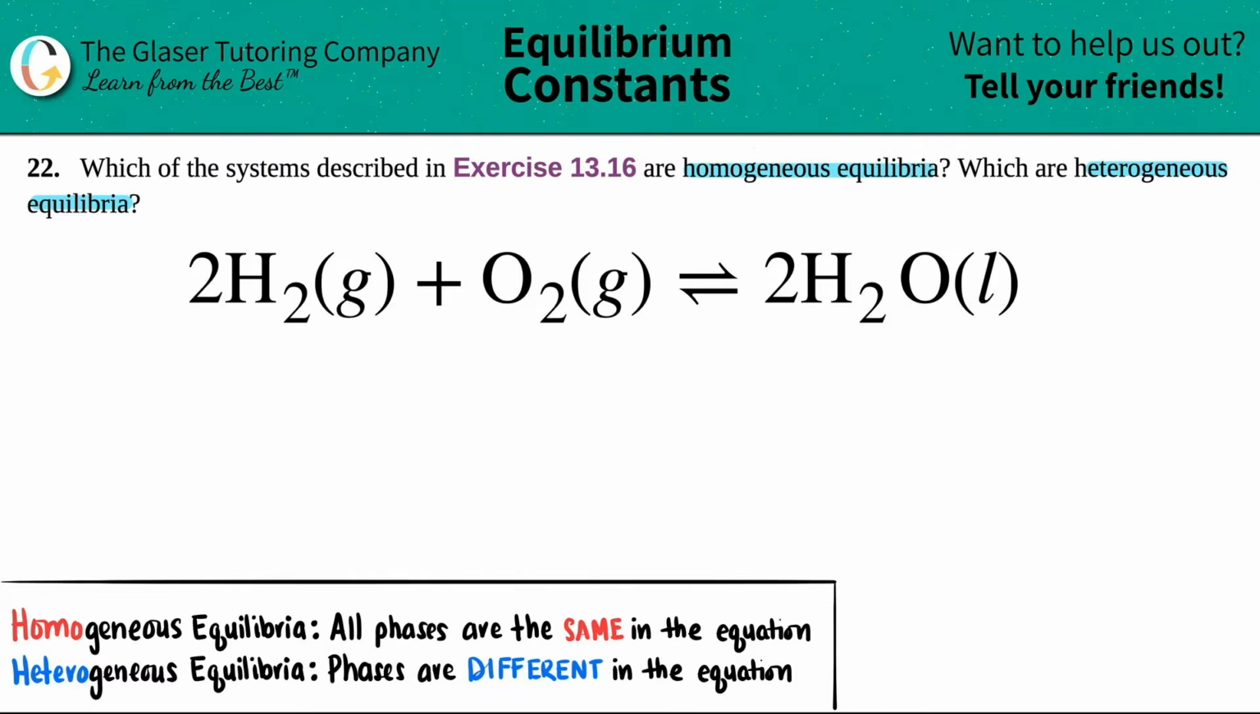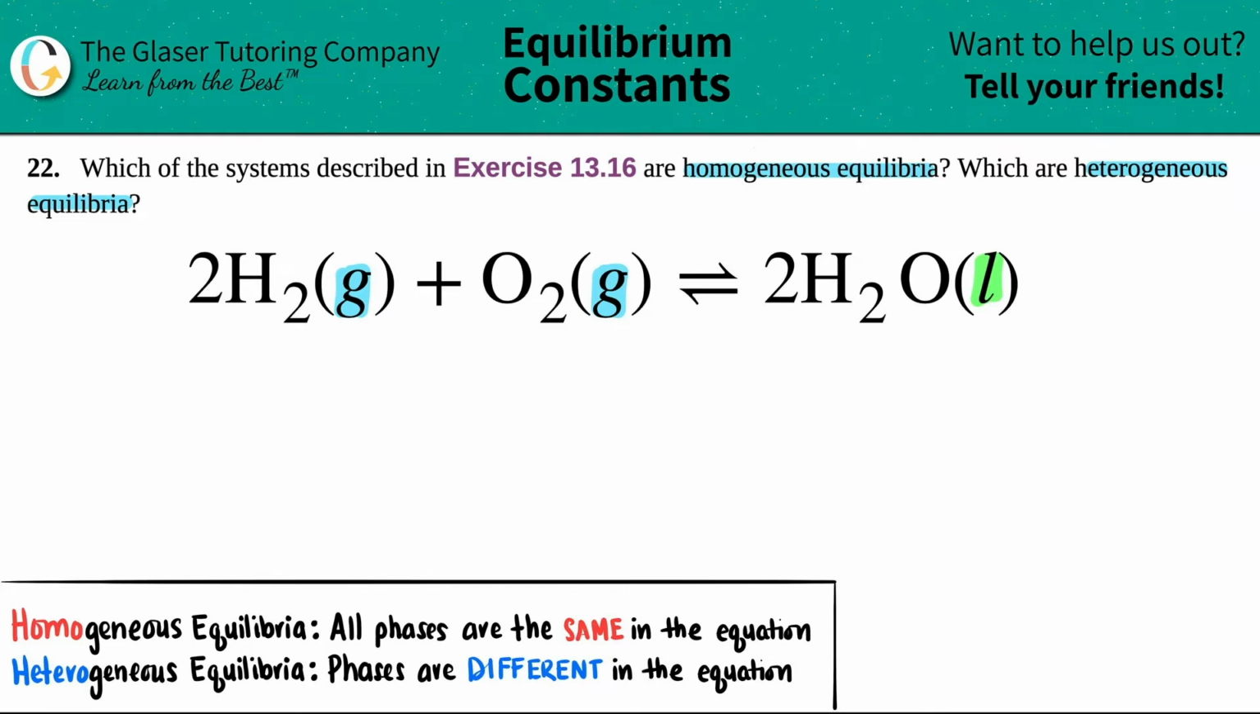In homogeneous equilibria, all of the phases are the same throughout the whole equation. Versus in heterogeneous equilibria, you have to see some differences. The phases are going to be different in the equation. So pay no mind to what the compounds are. Who cares about that? Just look at the phases. So in this case, I have a gas. I got another gas. But then, there's a liquid here.